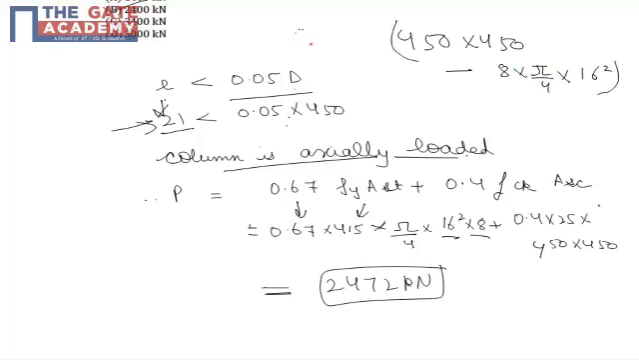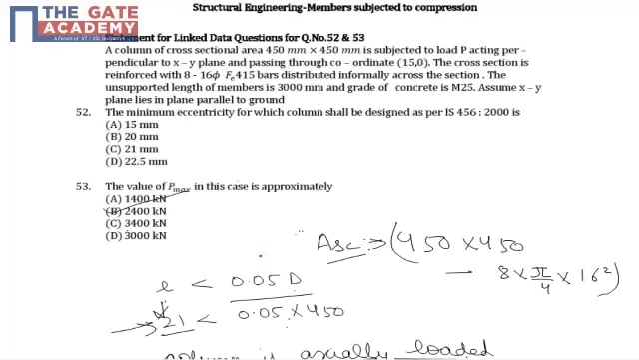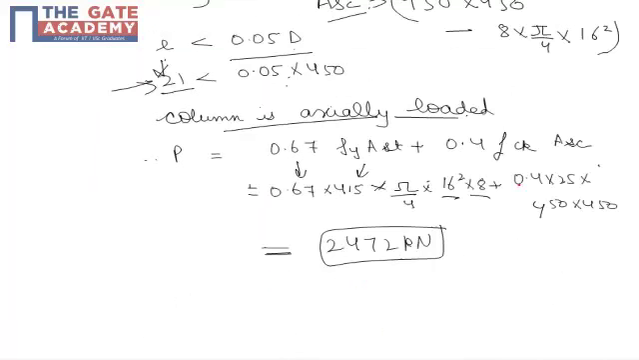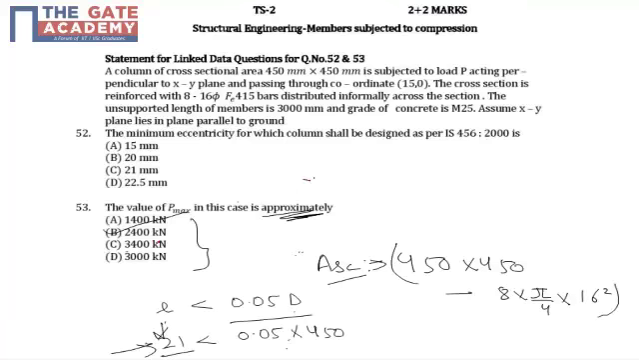This will be the actual Asc, but in the question it is clearly mentioned that you have to calculate the Pmax approximately, and all the choices are wide apart, so you can definitely use Asc directly as 450 into 450, from which P comes out as 2472 kilonewton, and the closest approximate choice is choice B. Hence the correct answer for question number 53 is B.